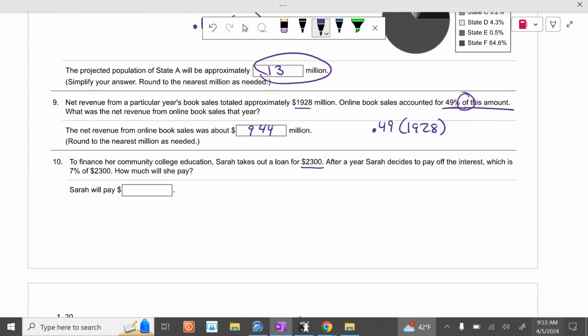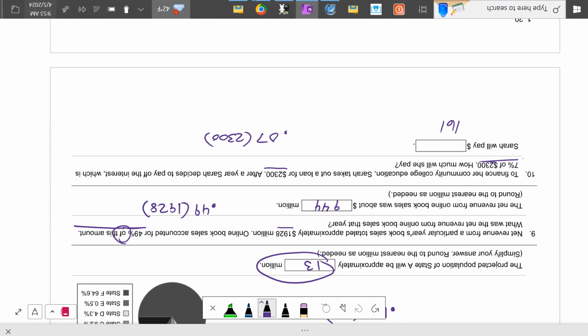Last one. To finance her college education, Sarah takes out a loan for $2,300. After years, she decides to pay off the interest, which is 7% of $2,300. Of means multiply. So 7%, don't take 0.7. That's a mistake a lot of people make. It's 0.07 times 2,300. So if you take 0.07 times 2,300, you get 161.